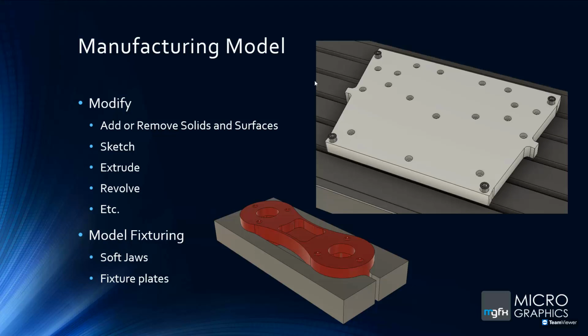This can also be used to model fixturing like soft jaws or fixture plates. In the example we see in the image on the right at the bottom, we've got some soft jaws modeled up for that red component, and the image on the far right-hand side shows a piece of plate which may have been laser cut and then mounted with cap screws onto the bed to then be cut and profiled and holes drilled.